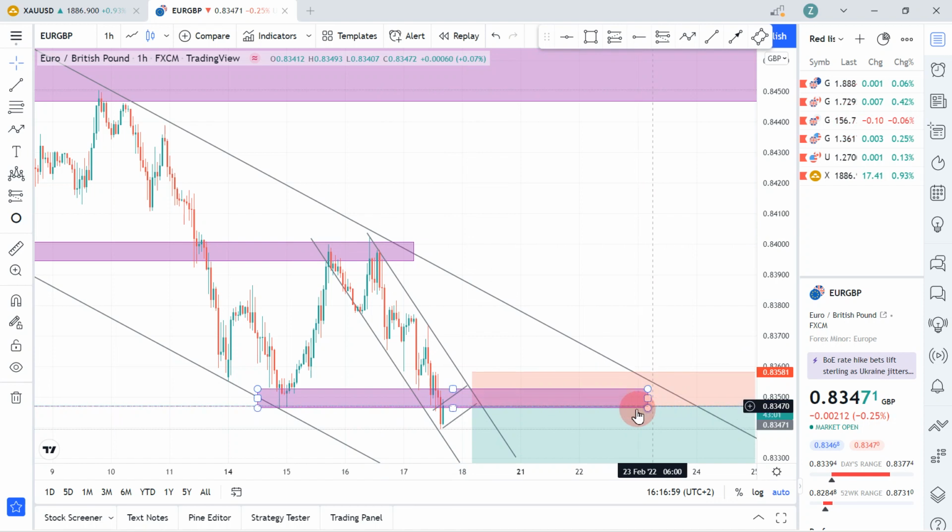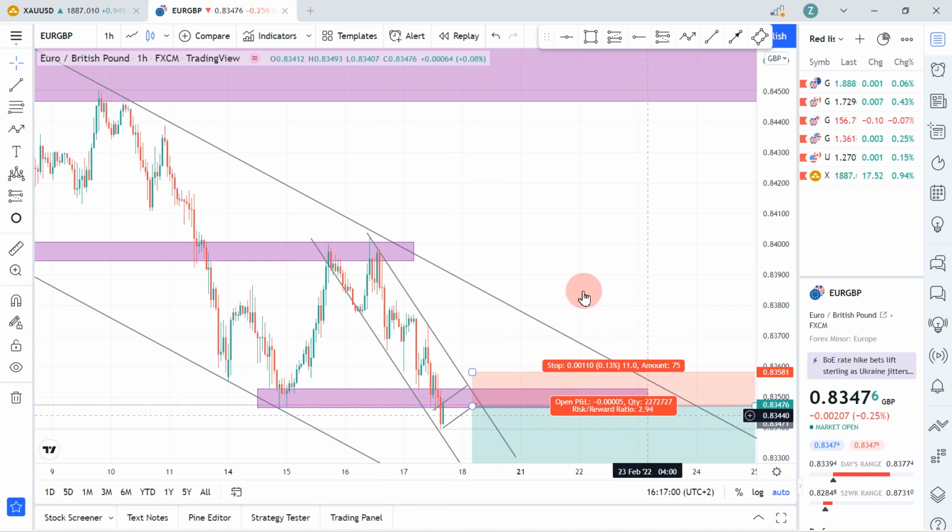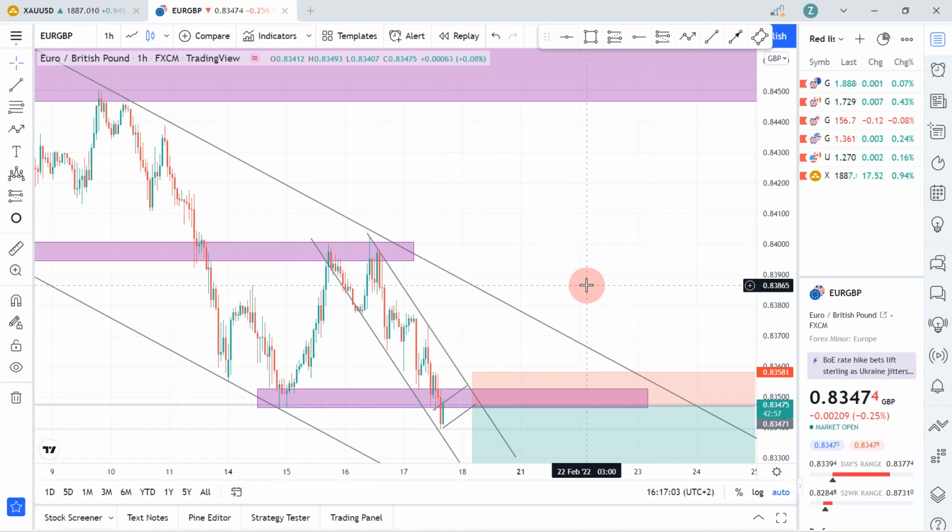So here it's 2.9. It's a great risk to reward ratio, but it doesn't mean you should risk all your money. Proper risk management.